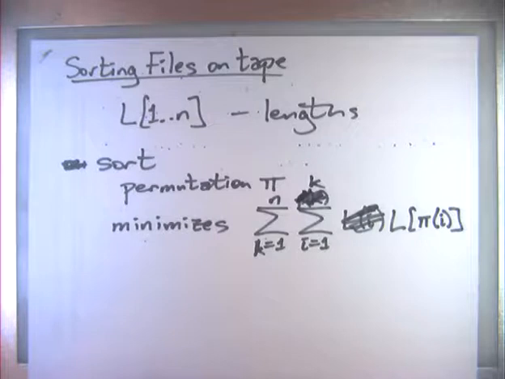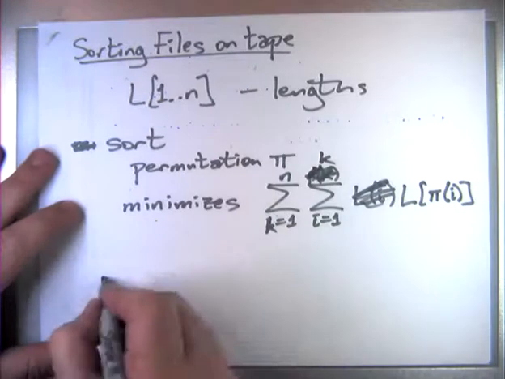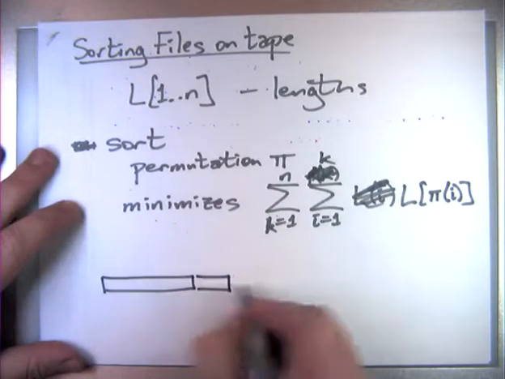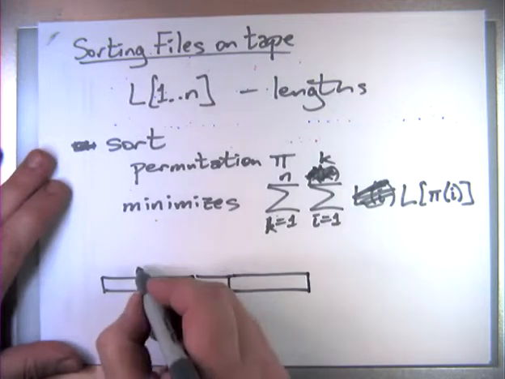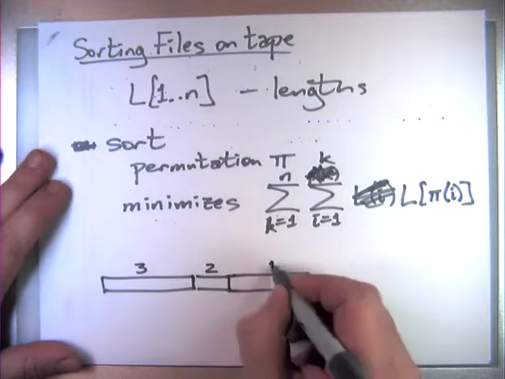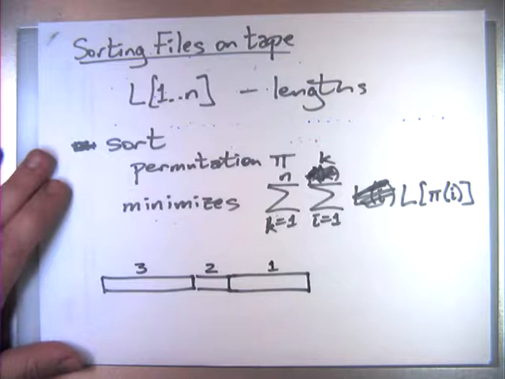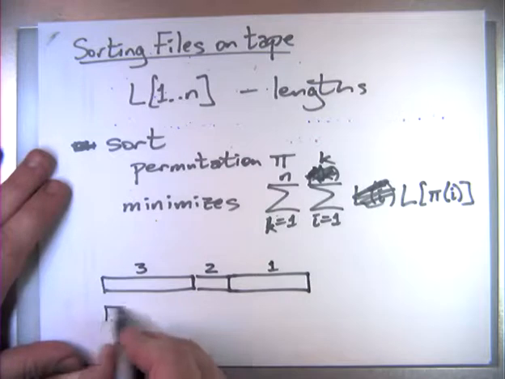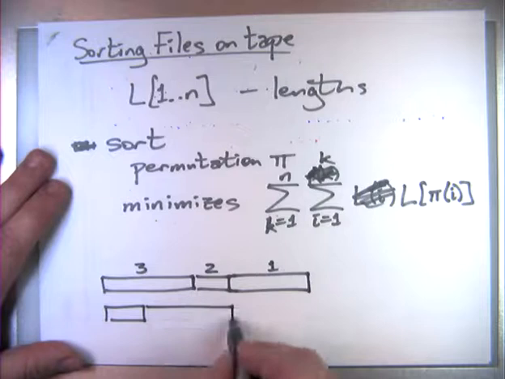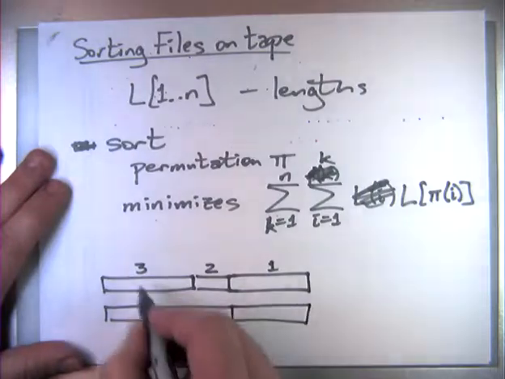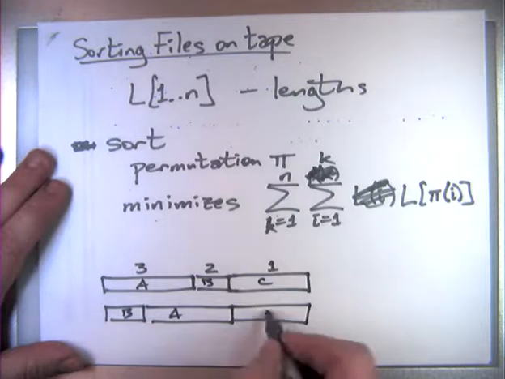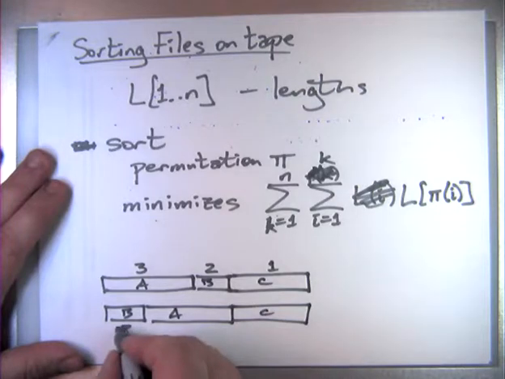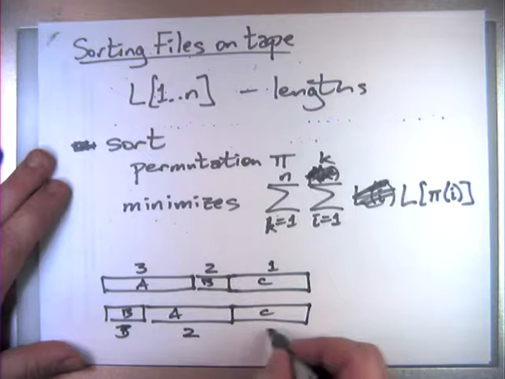So what order do you think I should use? All right. So for example, if I have the files ordered like this, I have to read this file 3 times, this file twice, and this file once. But maybe I can put the files in a different order. So this is A, B, C. But if I write it as B, A, C, now I have to read B 3 times, A twice, and C once.